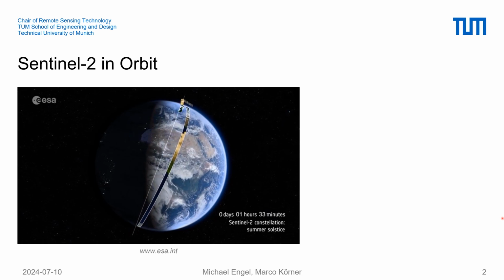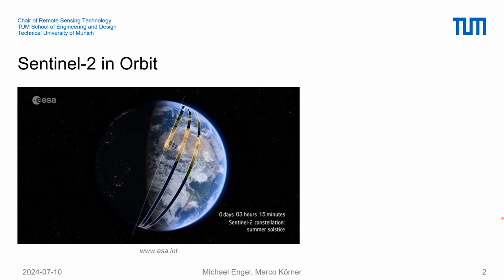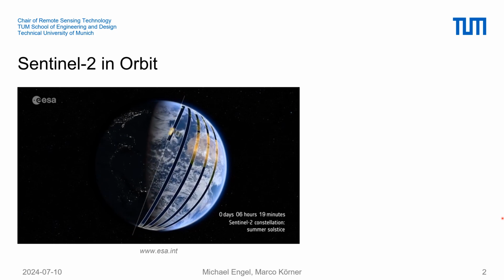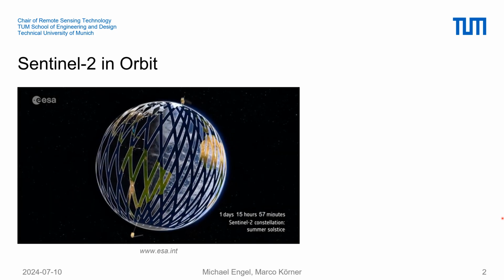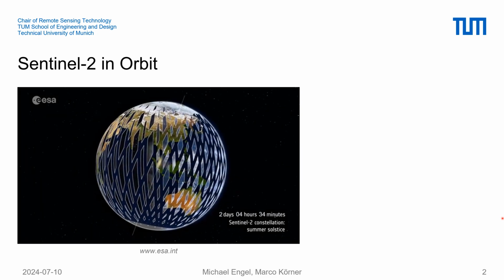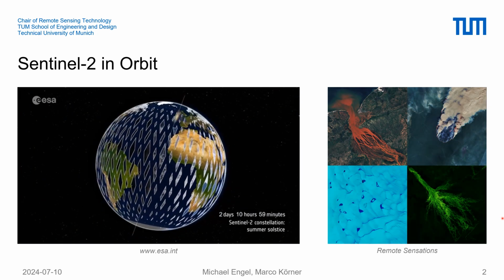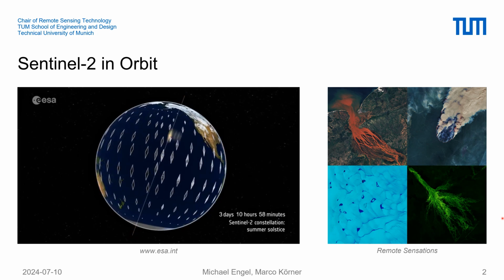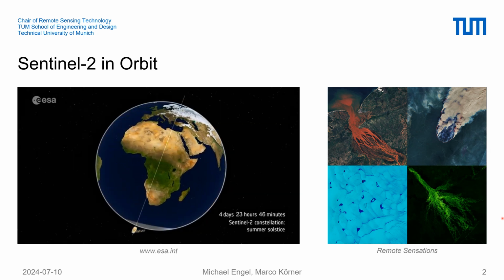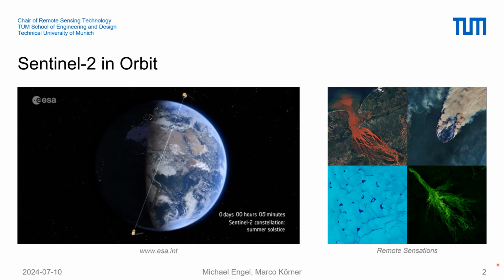While orbiting the planet, the two satellites produce roughly 10 terabytes per day for both top of atmosphere and bottom of atmosphere data, namely L1C and L2A. And as a result, we get beautiful pictures. But of course, it's not only about the beauty of our planet. Actually, mainly it's about the analysis of it. For example, water, fire, ice, and vegetation issues.